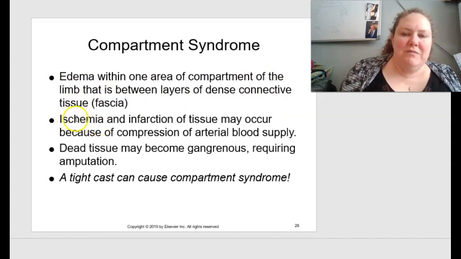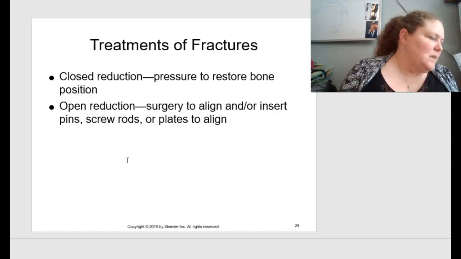This would be where we have ischemia and infarction of tissue, and this may occur because of the compression of the arterial blood supply. That tissue may become gangrenous, and this may require amputation. And if it's too tight of a cast, then this can cause compartment syndrome.